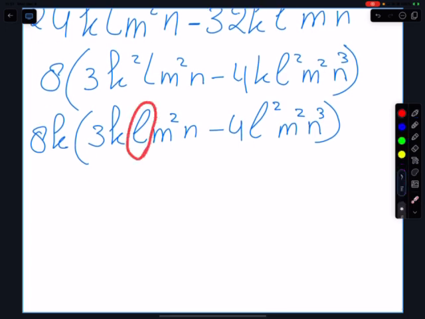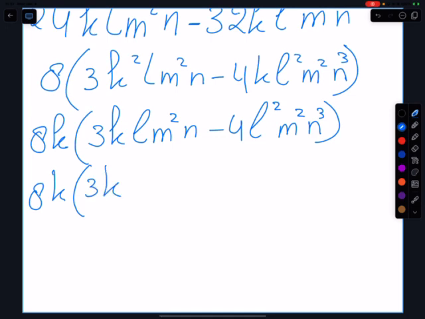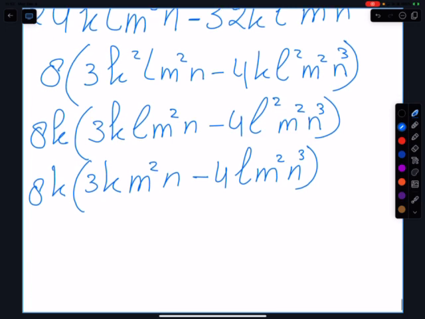The next one is L. I have 1 here and here is 2. So you subtract the 1. 8k, 3k, L divided by L is 1. So L disappears. Square and subtract 4. L m squared n to the power of 3. Oh, sorry, KL. KL up front.